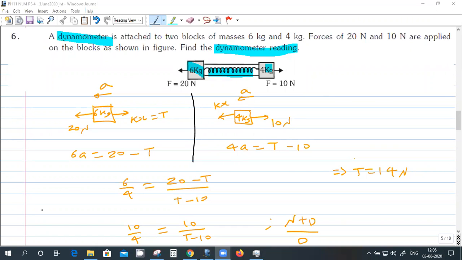So these are the two equations you got, right? 6a equal to 20 minus... 40. You have to divide. Calculation error. And you know this operation, right? Numerator plus denominator divided by denominator. You can do it on both sides of the previous step. It's like adding one on both sides.